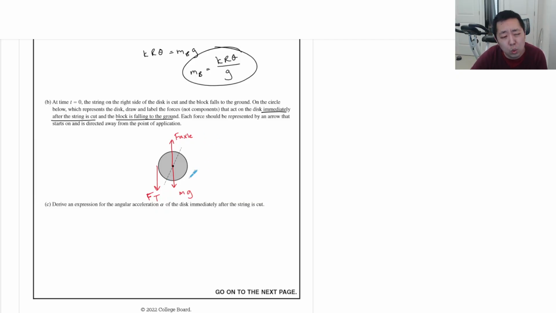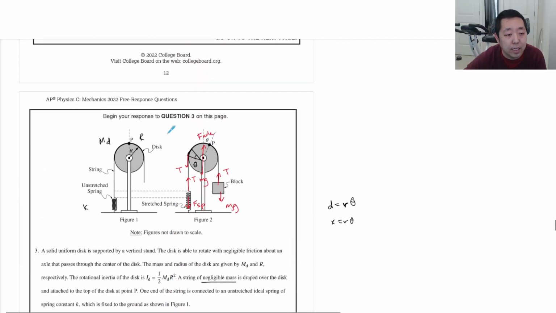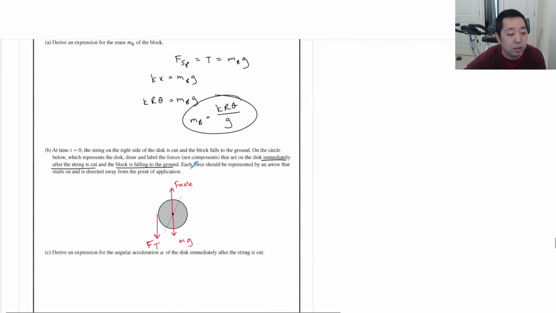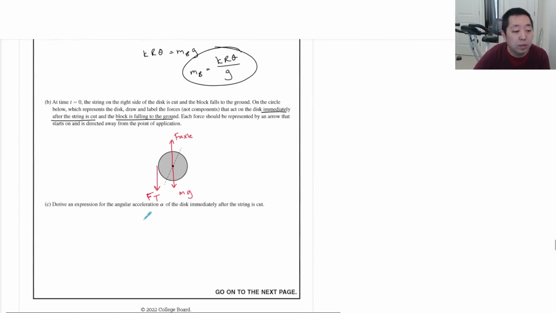Okay, so that's everything. The last thing I asked myself, is there anything else touching it? Well, there's a rope here, but it's slack at this point, or a little bit slack. Actually, yeah, negligible mass. I think at the moment there's a tension right there, but technically it might disappear shortly. But okay, so determine an expression for the angular acceleration of the disk immediately after the string is cut.